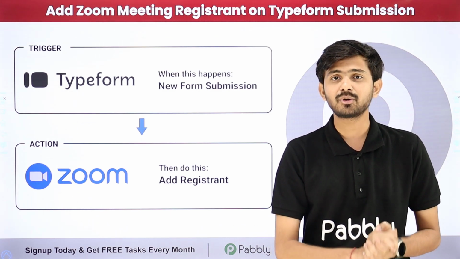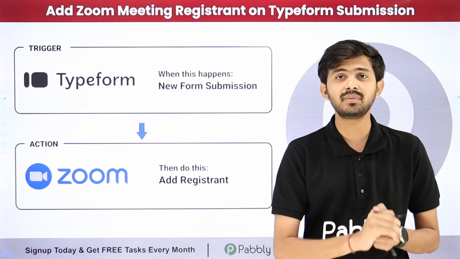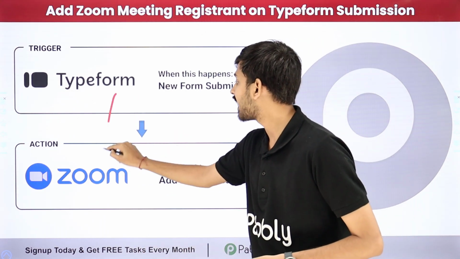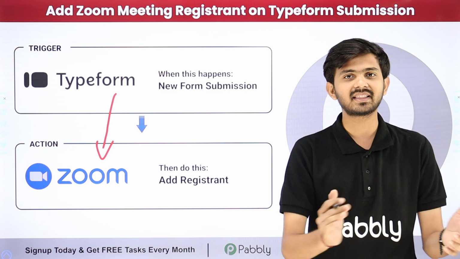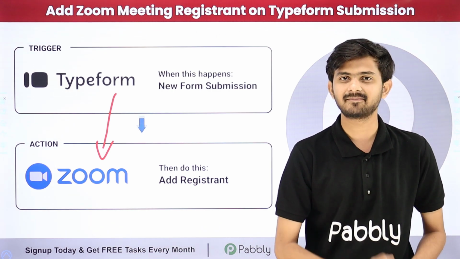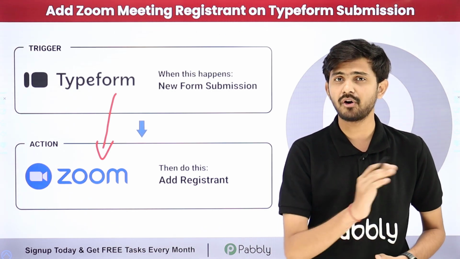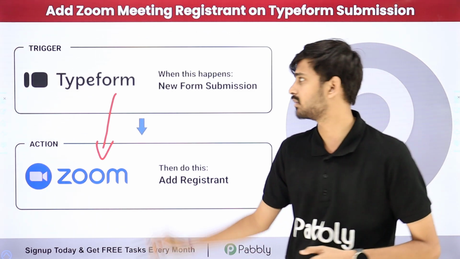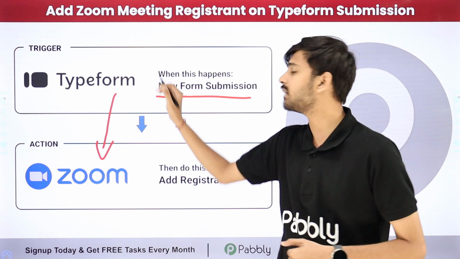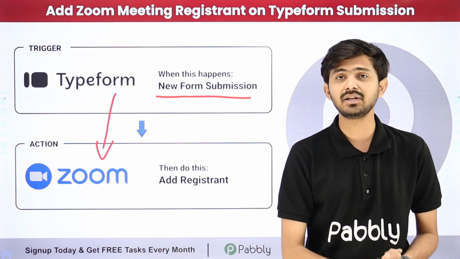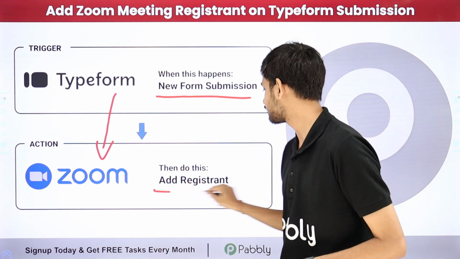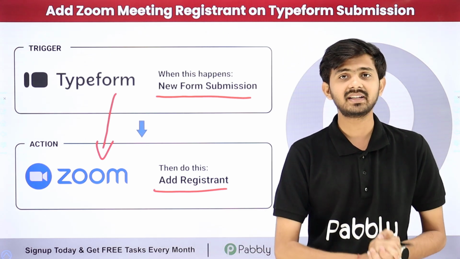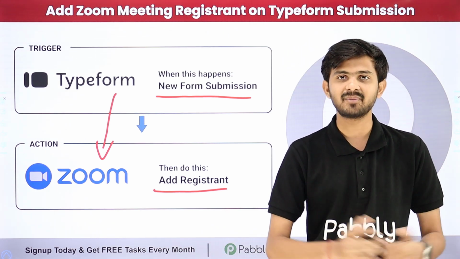To do this automatically, I want to build a connection between Typeform and Zoom, and for building this connection, I'm going to use Pabbly Connect. Pabbly Connect is an amazing software for automation and integration. With Pabbly Connect, whenever I receive a new form submission through Typeform, I will automatically use those details to add a new registrant in my Zoom meeting. So how am I going to build this connection? For that, let me take you to my computer screen.